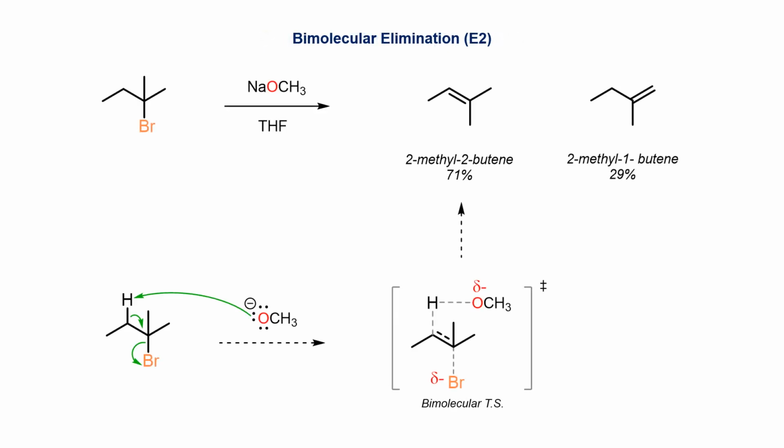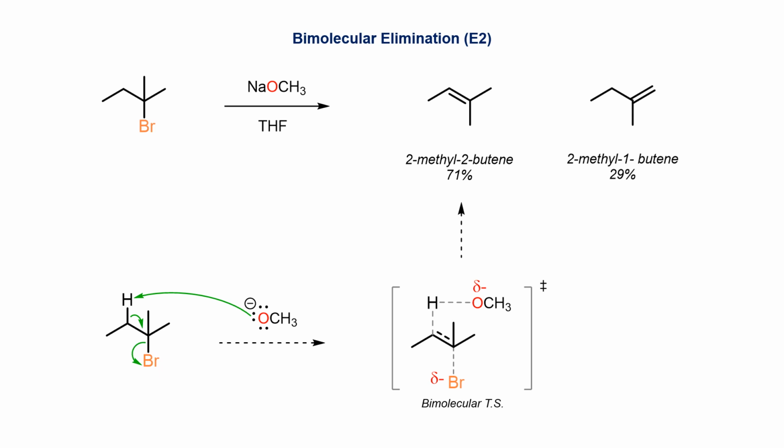The transition state at the top of this rate-determining step features the following: concerted formation of an oxygen to hydrogen bond, the breaking of the C to H bond, the formation of the carbon to carbon double bond, and the breaking of the carbon to bromine bond as the bromide is leaving. The driving force for this reaction is the transfer of negative charge from the unstable oxygen in the base to the much more stable and larger bromide anion.